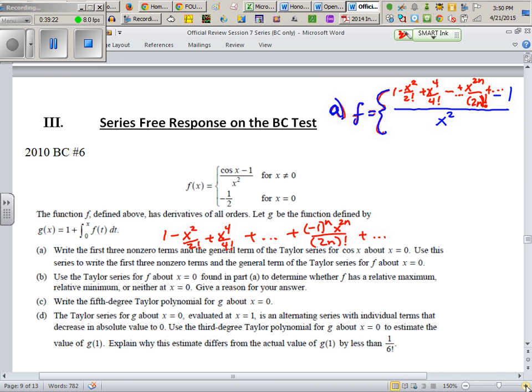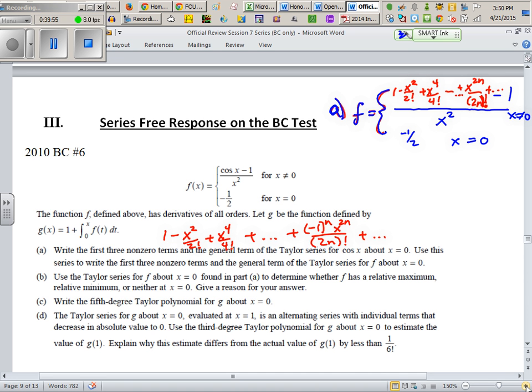Look, this is cosine, right? What happens when you subtract 1? You just lose the first term. So goodbye 1, because we're subtracting 1. This blue 1 cancels the red 1. What happens then when you divide by x squared? You're going to lose 2 powers of x in every single one of the terms.